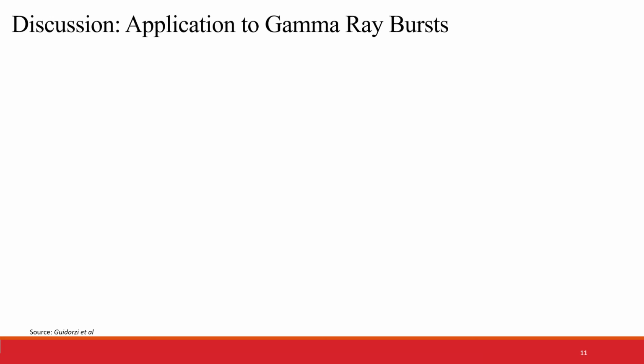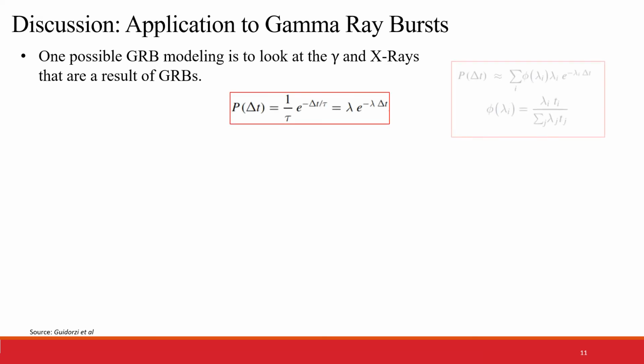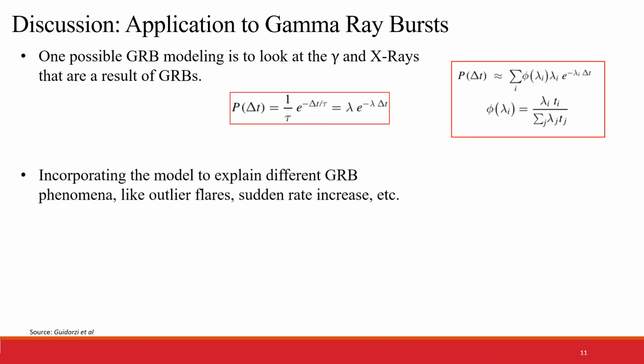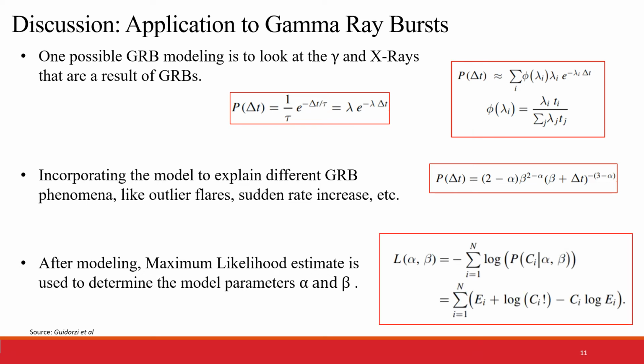Now, let us look at the actual equations that have been used to model and apply to the gamma ray bursts example. One possible way of gamma ray modeling is to look at the gamma and the X-rays that are resultants of the GRBs. So they can be modeled as several different probability functions, and incorporating these GRB values, you can add other parameters such as outlier flares or sudden rate increases, etc. And finally, to estimate the alpha and the beta parameters as given in the source material, we can use the maximum likelihood estimation.